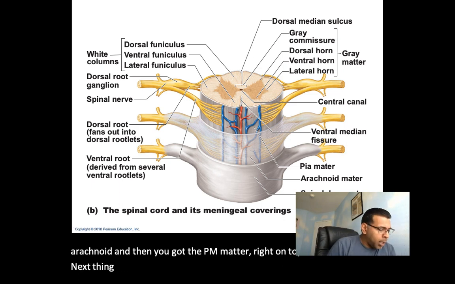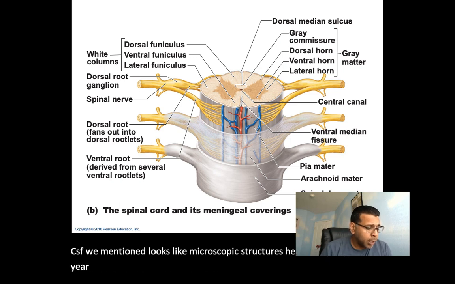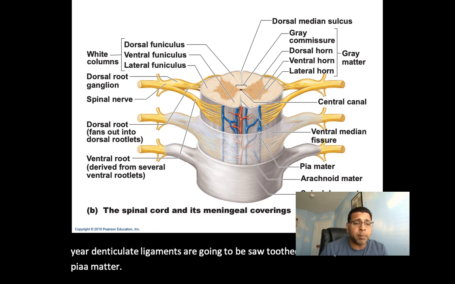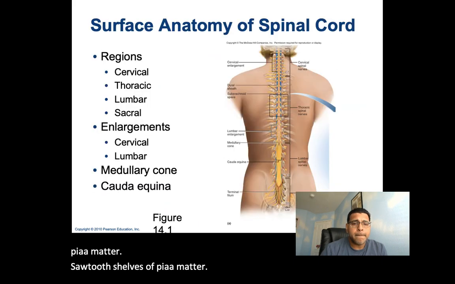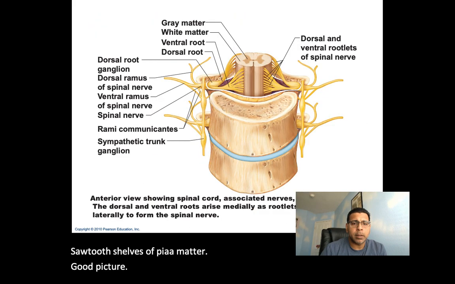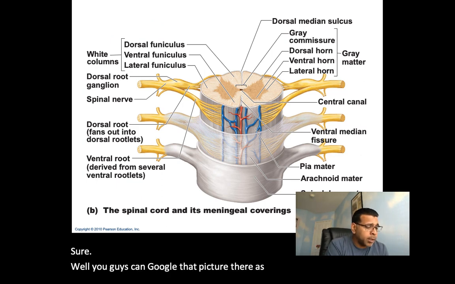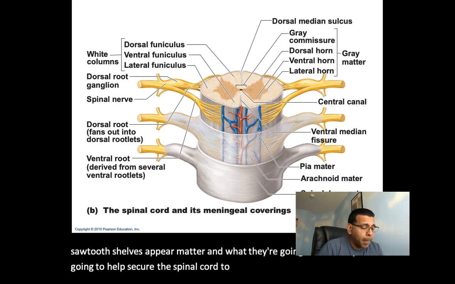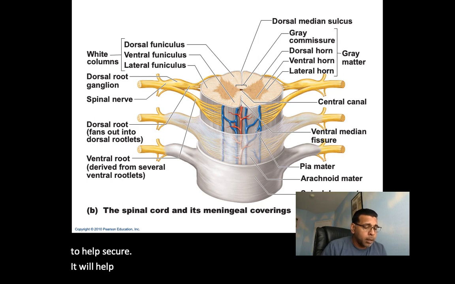Next in here, CSF we've mentioned. Let's talk microscopic structures here. You've got first your denticulate ligaments. They're going to be saw-toothed shelves of pia mater. You guys can Google that picture as well. What they're going to do is help secure the spinal cord to the tough dura mater.